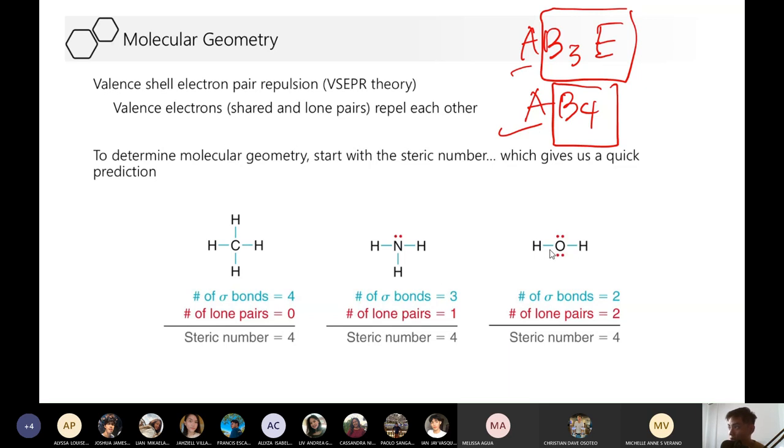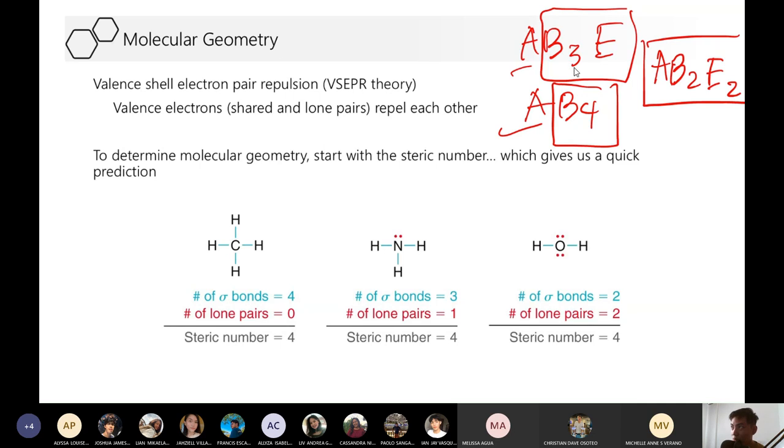Ano meron dyan kay H2O? May dalawang bonds at may dalawang lone pair. So 2 plus 2 is 4. Diba, last time, ang kwento natin, itong AB4, this is tetrahedral. At may dalawang version yan. Either you have AB3E or AB2E2. So ito yung variations ng ating steric number 4, no?